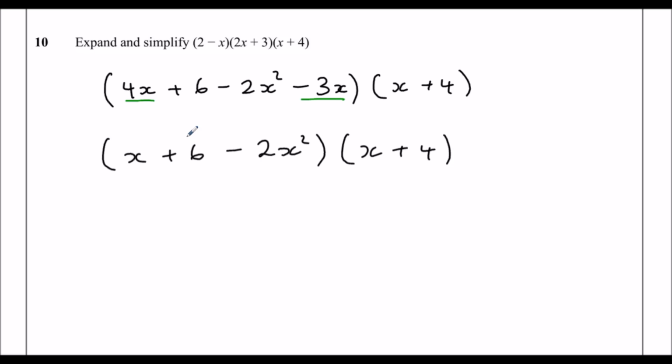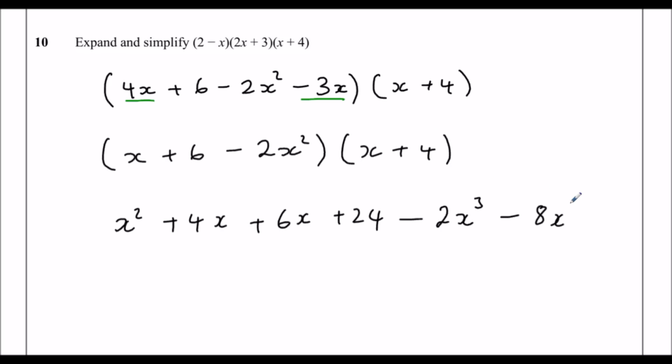I'm going to multiply each of the 3 terms in the first bracket by both of the terms in the second bracket, and that's going to give me 6 terms. So x times x, x squared, x times 4, 4x, 6 times x is 6x, 6 4s are 24, minus 2x squared times x, a negative times a positive is negative, 2x squared times x is 2x cubed. Again, a negative times a positive is negative. 2x squared times 4 is 8x squared.